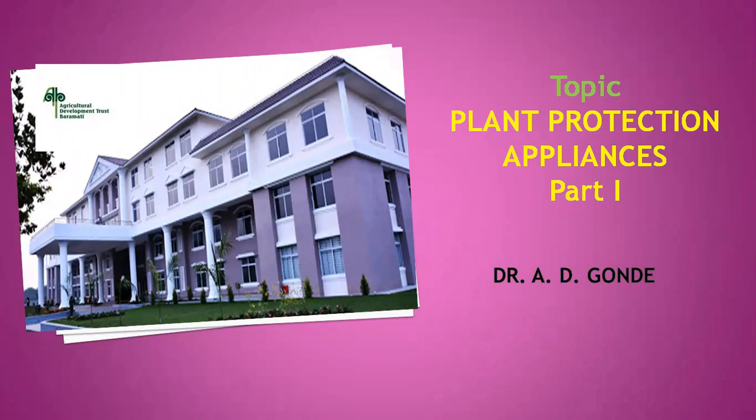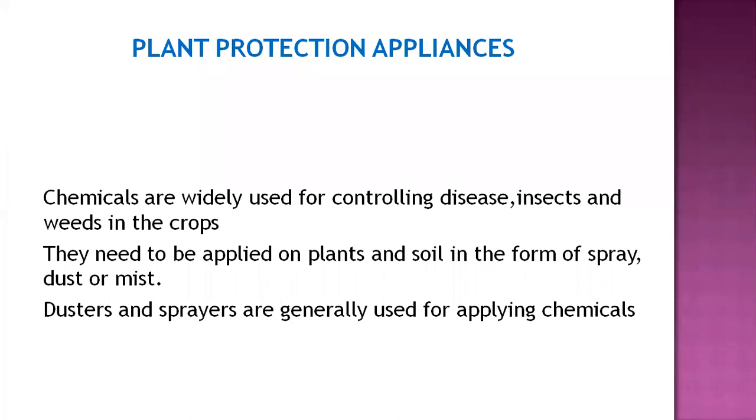So let's see in detail about plant protection appliances. Plant protection appliances are any type of equipment or machine used for the application of pesticides to control diseases, insects, and even some weeds in the crops. So what chemicals are used? They are sprayed or dusted through the plant protection appliance or machine.